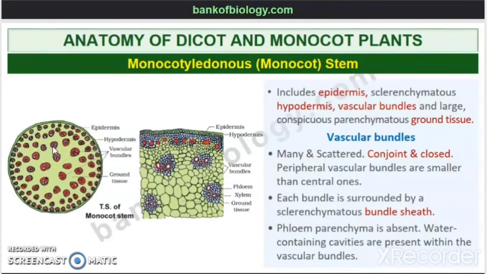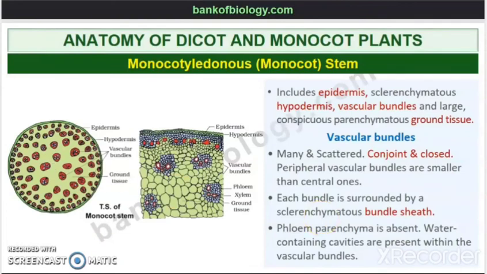In the next part you will be hearing this term called bundle sheath, so please remember what it is. In monocot stem, each vascular bundle is surrounded by a sclerenchymatous bundle sheath. Then coming to phloem parenchyma, it is absent, right? Phloem parenchyma is absent and water containing cavities are present within the vascular bundle. It means that the parenchyma cells near the phloem will be absent, and inside the vascular bundles we can see the presence of water containing cavities.